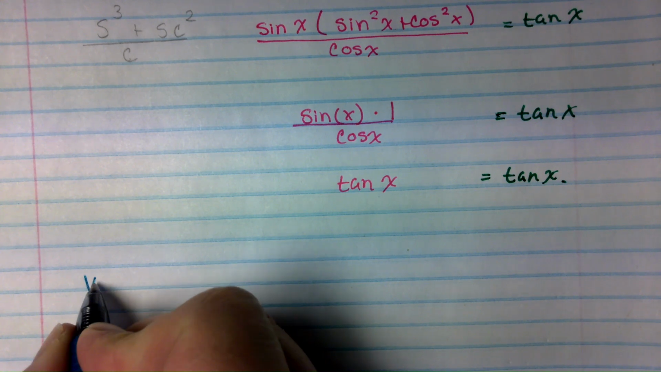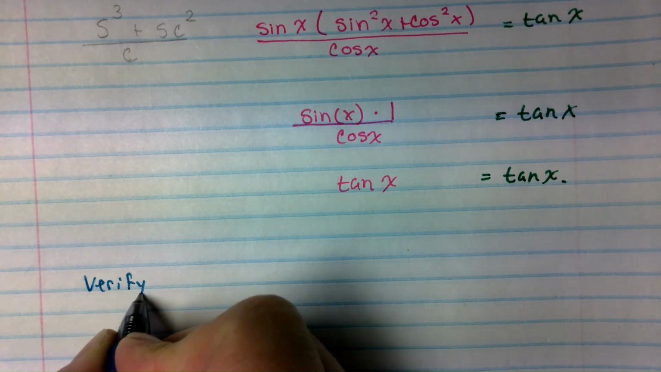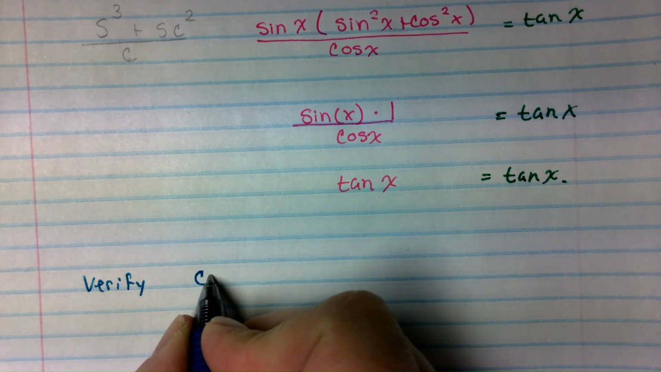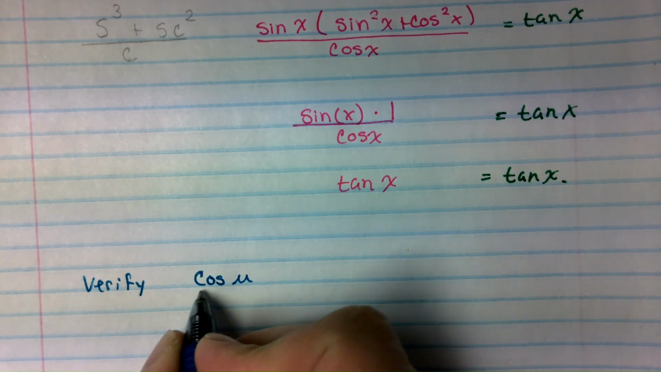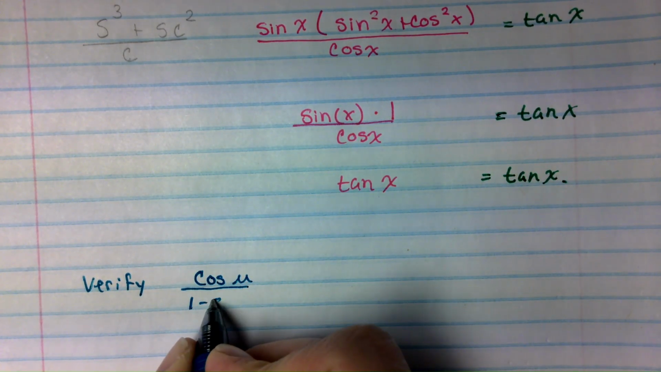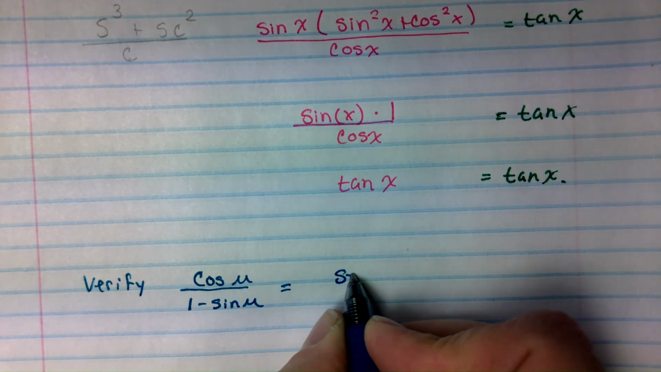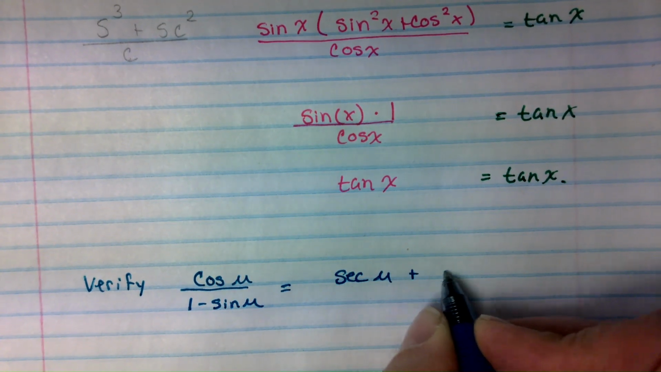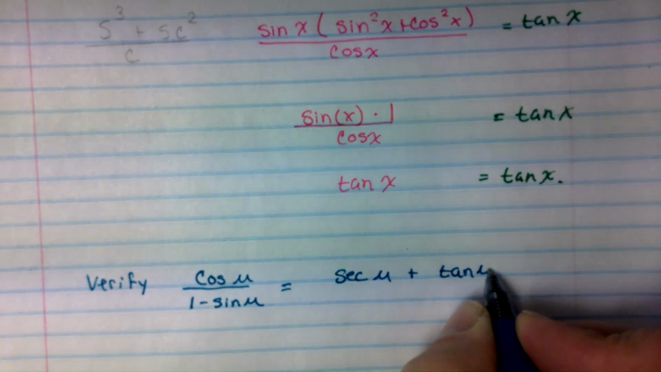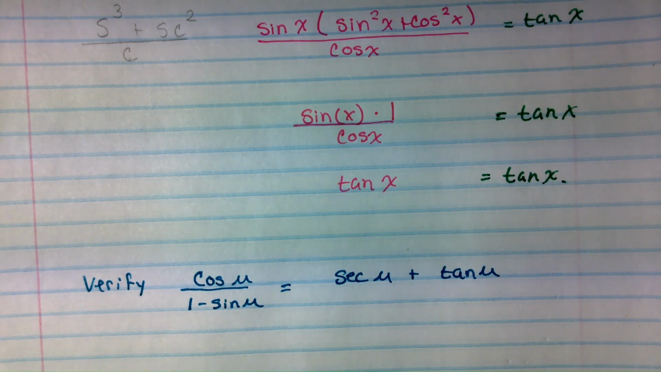This time we're going to verify. Sometimes they use verify instead of proof. That the cosine of mu over 1 minus sine of mu is equal to secant mu plus tangent mu. Okay, so this one's kind of a weird one, and it's probably one that you wouldn't think of the trick that I'm going to use.